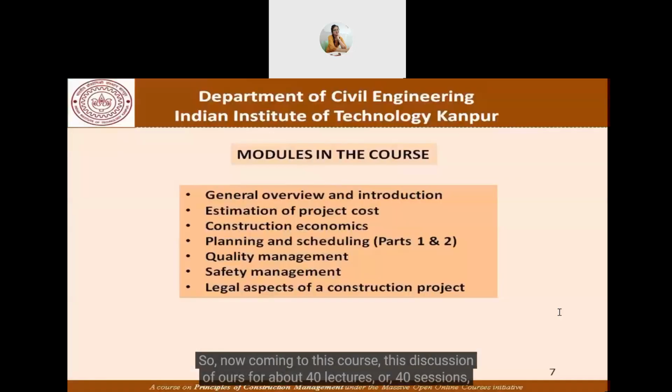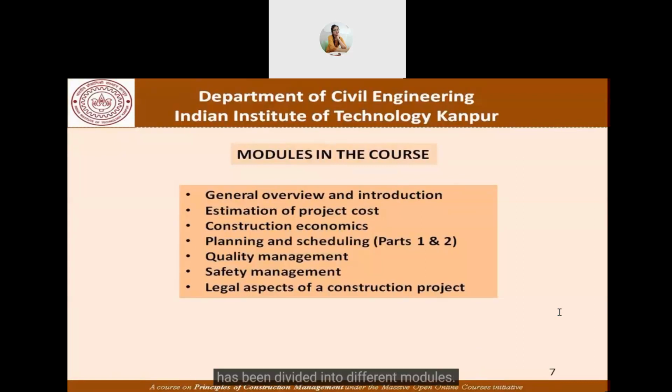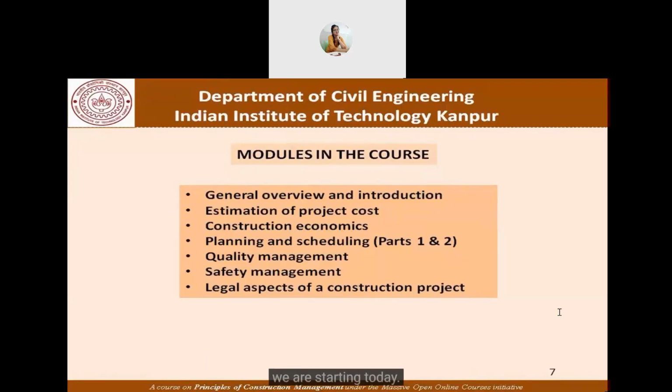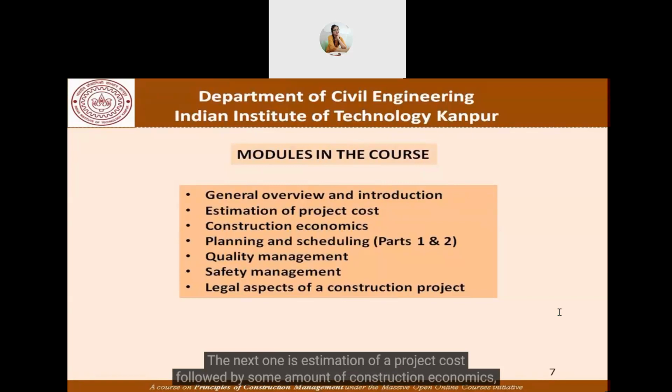So now coming to this course, this discussion of ours for about 40 lectures or 40 sessions has been divided into different modules. The first module is a general overview, an introduction to the course, and that's what we are starting to do today. The next one is estimation of a project cost, followed by some amount of construction economics, planning and scheduling in projects. That is actually divided into two parts. We have quality management, safety management, and finally, legal aspects of a construction project.